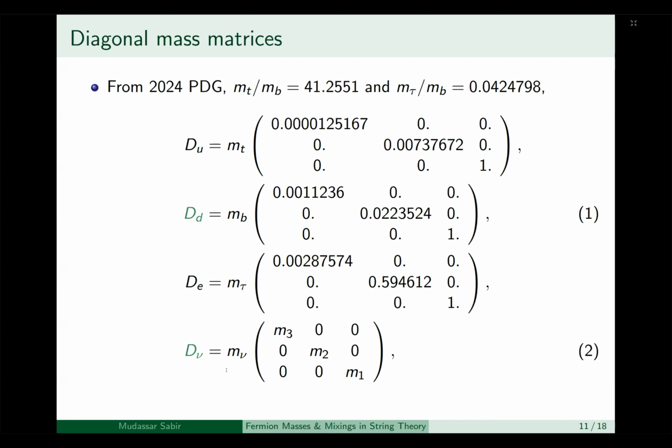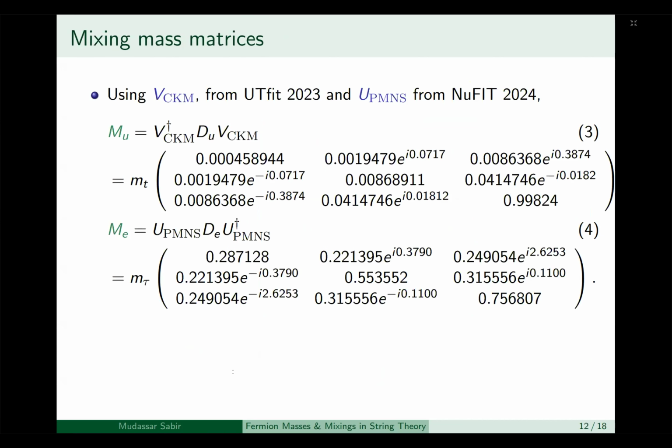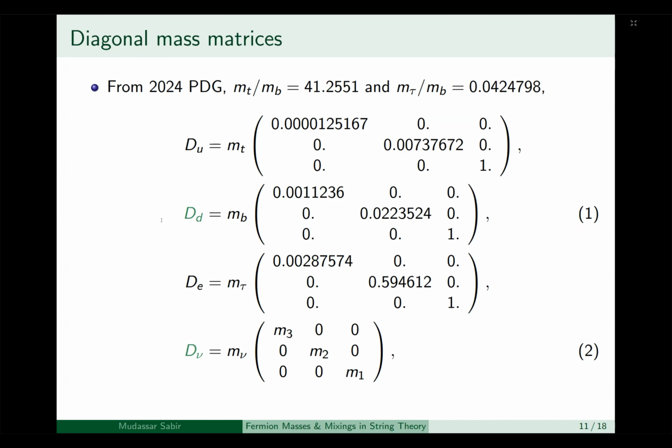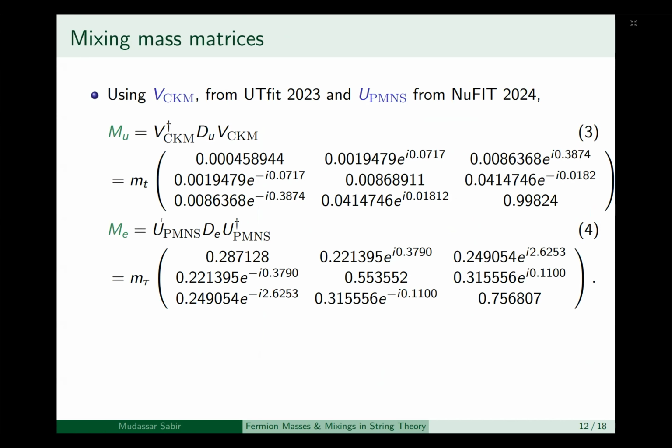So to calculate everything, I start from getting the usual up and down quark masses and the charged lepton masses, and I parameterize the neutrino mass matrix to be diagonal. But then I also have to explain the mixings. For that, I use the VCKM and UPMNS matrices, and I mix the up quarks, and I also mix the charged leptons. So these are the diagonal matrices, and these are the mixed matrices where we have up quarks and only charged leptons.